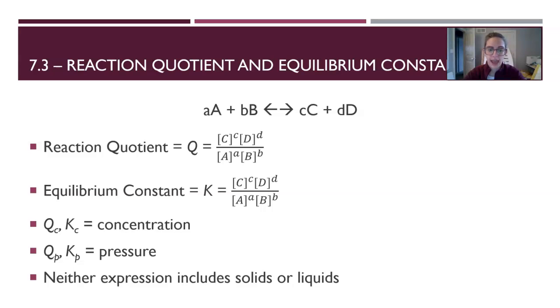Oftentimes we'll see them as Q sub C and K sub C, meaning for concentration. We can also look at pressure and partial pressures. So Q sub P and K sub P if we're dealing with gases and looking at pressures instead of concentrations. Neither of these expressions will include solids or liquids, so we're only including gases or aqueous solutions.